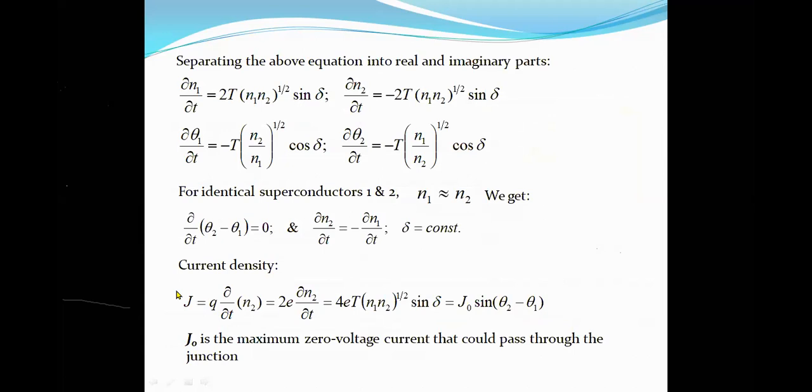जो जोसेफसन ने मेजर किया था, उन्होंने देखा कि in such a junction you still have a current flow in the system though you do not apply any voltage. So why is this? So we have a quantum mechanical explanation of it. We can write a Schrodinger equation, time dependent Schrodinger equation, and from there we can derive this Josephson equation.